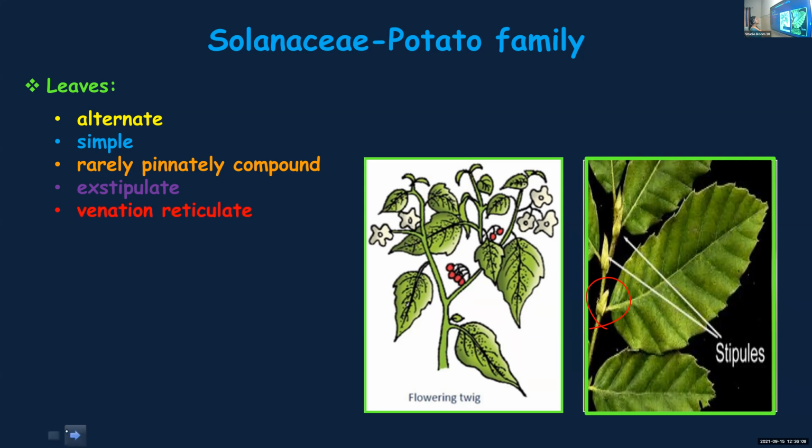Then venation is reticulate. So you have learned about different types of venation: parallel venation, reticulate venation. Anybody is remembering what you have learned about reticulate venation? In class 7, I think you had learned. Alentina, what is reticulate venation? Venation means what? That you tell me.